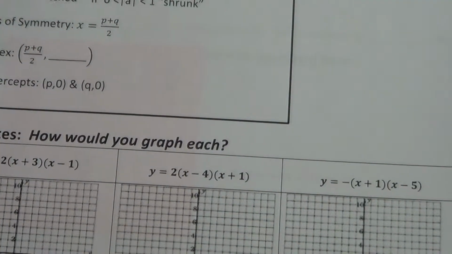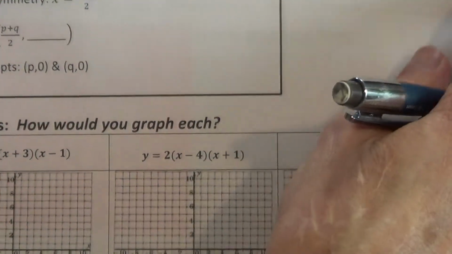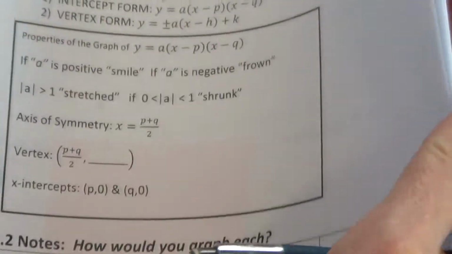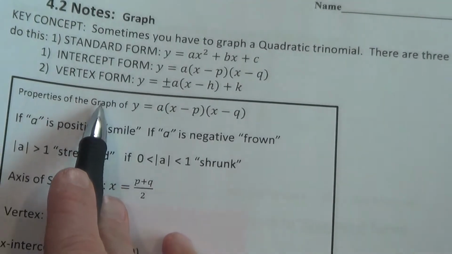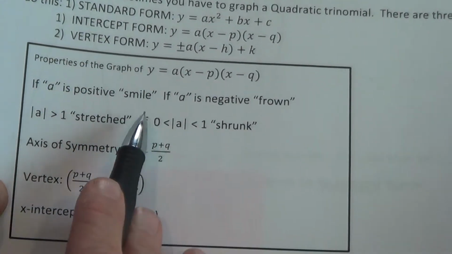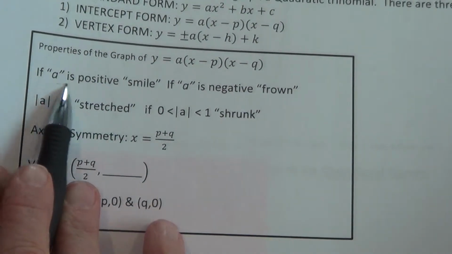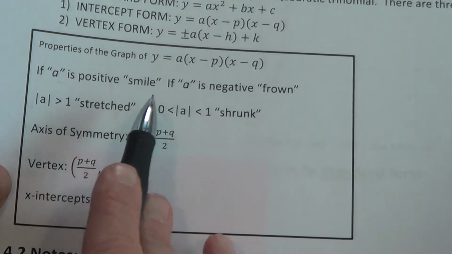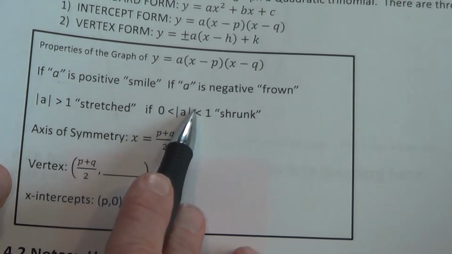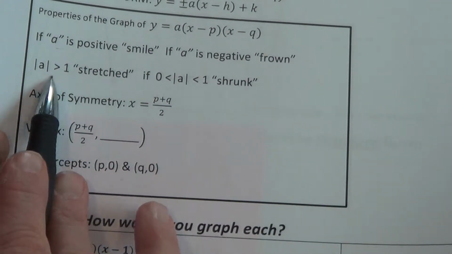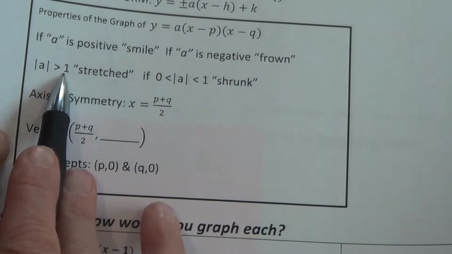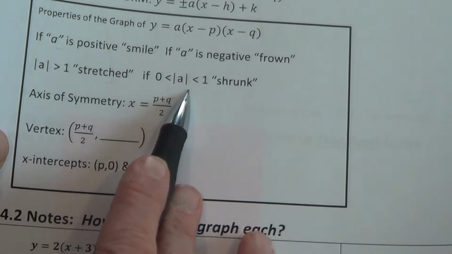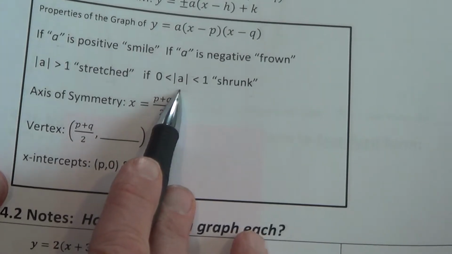Next page, this time we're going to be graphing in intercept form. You've graphed now in standard and in vertex form. Now you're going to go intercept form. Just read a few notes here. The A is still your slope, whether or not it's a smile or a frown is whether or not that A value has a negative in front or not. The A gets real skinny and stretched if it's greater than 1. It gets shrunk down and wide if it's between 0 and 1.